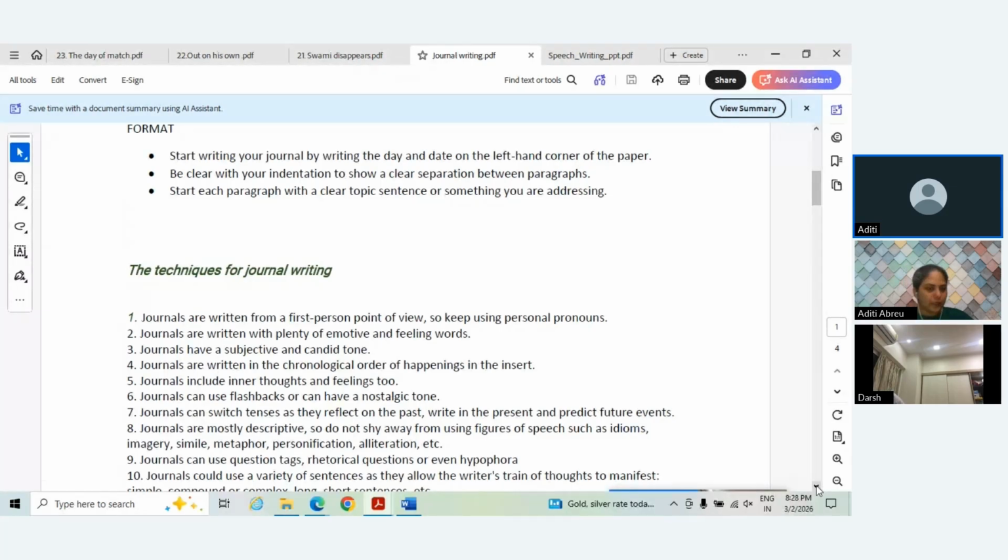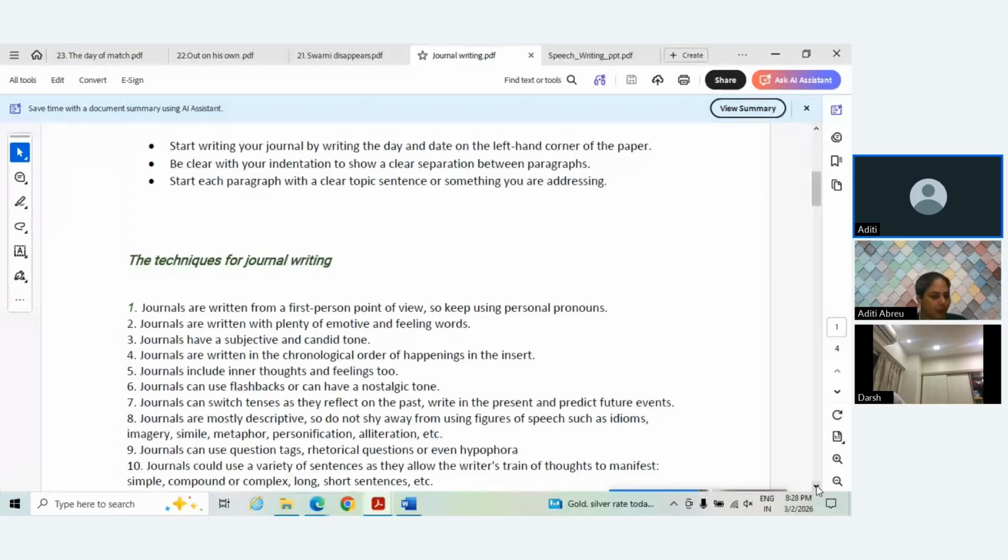Then you will have plenty of emotive and feeling words. It will be your personal feelings, like you will express your fears, the things that make you happy, the things that scare you. The emotions will be quite elaborate in a journal. You have a subjective and candid tone. You have to be quite straightforward in a journal. Why? Because you're actually talking to no one but yourself. It is your thoughts which are in your mind, which are being put on paper. So you will be quite straightforward when you're writing the journal.